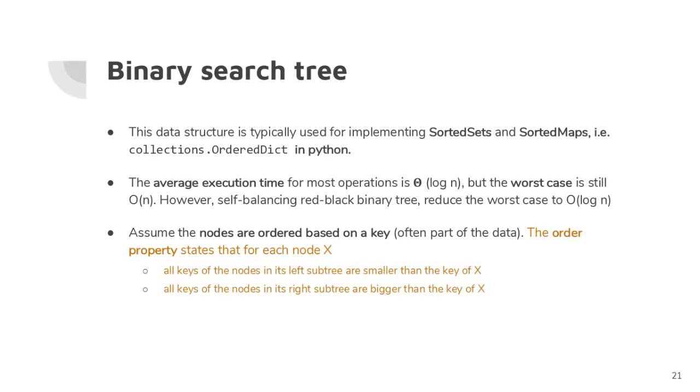However, in practice, there are some advanced data structures like the balanced red-black binary tree, and then the worst case is also guaranteed to be logarithmic in the number of elements in the tree. So it assumes that all nodes are ordered based on a key. Often the key is part of the data. The order property states that for each node X, all keys of nodes in the left subtree are smaller than the key of X, and all nodes in the right subtree are bigger than the key of X.